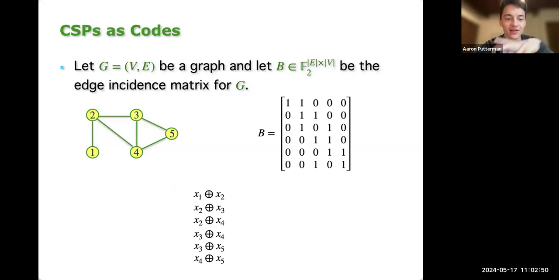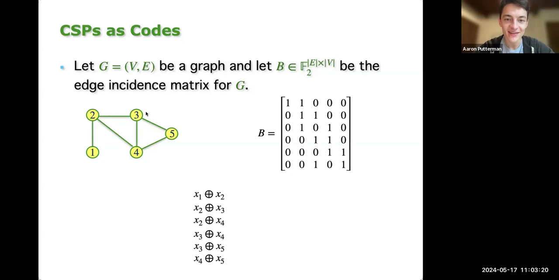In particular, for every edge in this graph, every edge UV, we create a matrix where there's a single column for every vertex, and for every edge, we add a row which has 2 ones corresponding to the endpoints of that edge. So here, if we have an edge between vertices 2 and 3, we add a row where there's 2 ones, one in column 2 and one in column 3.